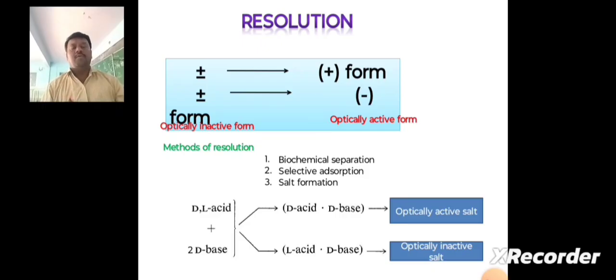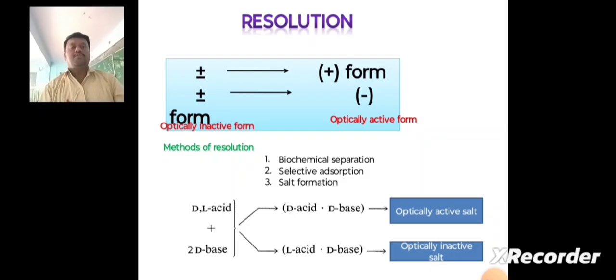Number two is selective adsorption. In this process, we are using an adsorbent. That adsorbent adsorbs one isomer. The racemic mixture contains two isomers, plus form and minus form. Both are present in equal amount. If you add adsorbent, that adsorbent selectively adsorbs one isomer, so that we can separate another isomer. Camphor is one of the adsorbents. That adsorbent adsorbs D-tartaric acid in a DL mixture and L-tartaric acid is being separated.